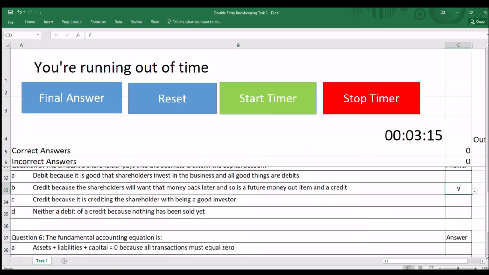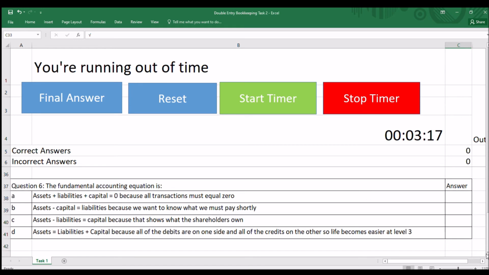Last question. The fundamental accounting equation is. And the answer to this is D. And the reason why it's D rather than either B or C is assets equals liabilities plus capital.